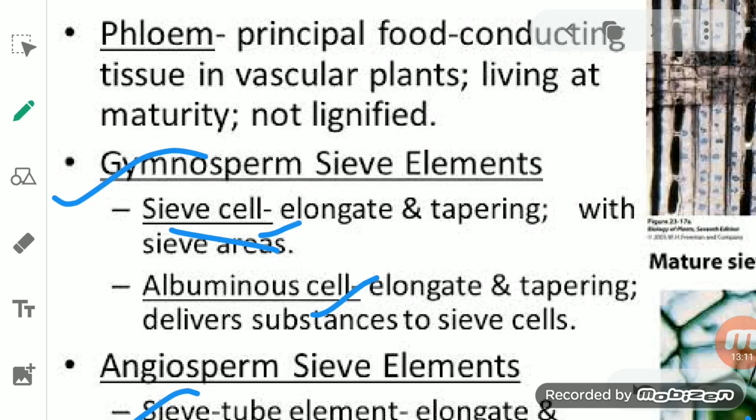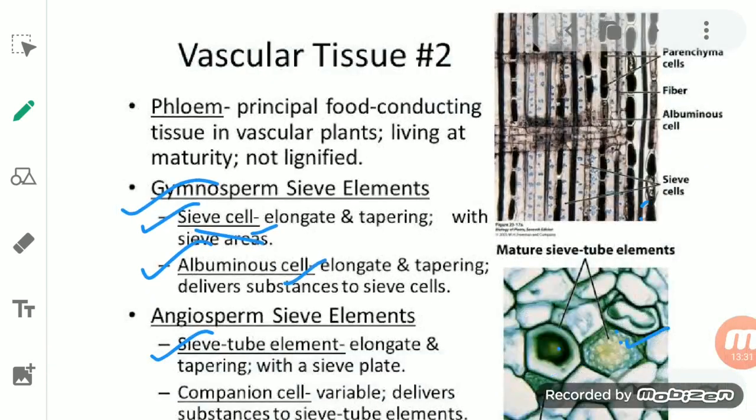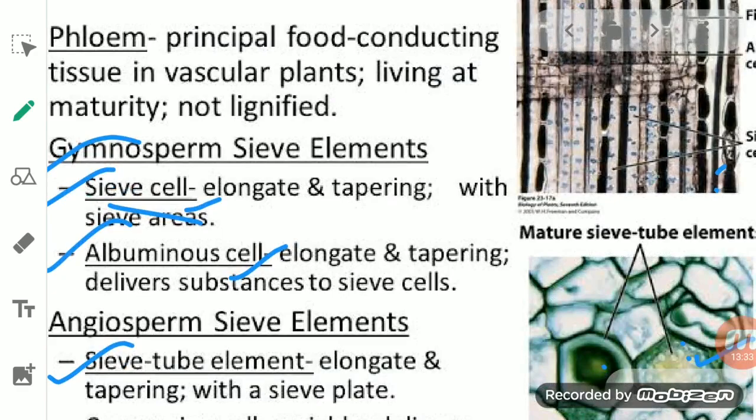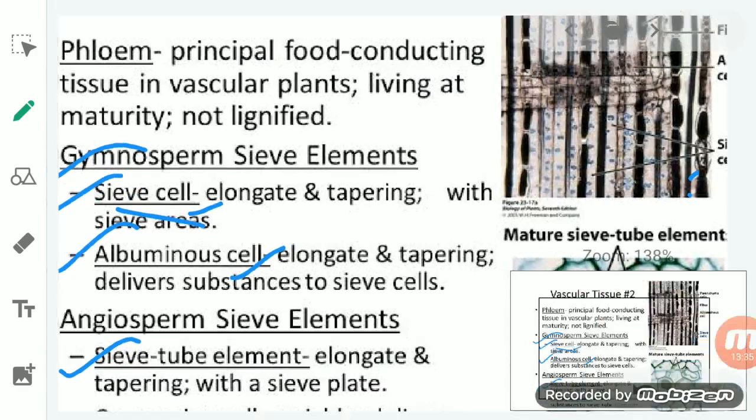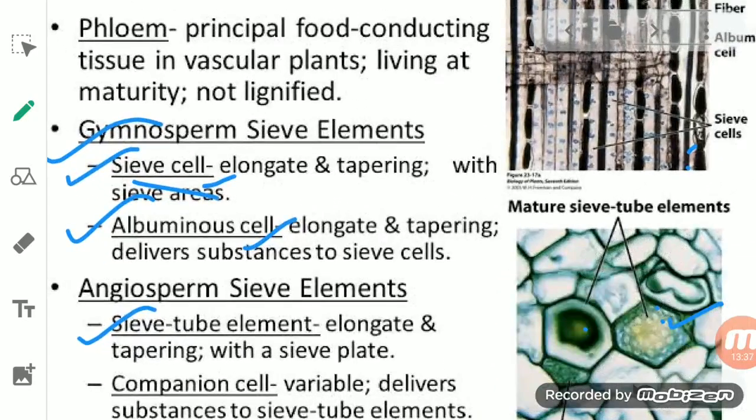So if we are talking about the gymnosperm sieve element, in case of the phloem, if we are studying the phloem of a gymnosperm plant, then the sieve element present in the gymnosperm is a sieve cell and the albuminous cell. But if we are talking about the angiosperm sieve element, then the two components present in it are the sieve tube element and the companion cell.